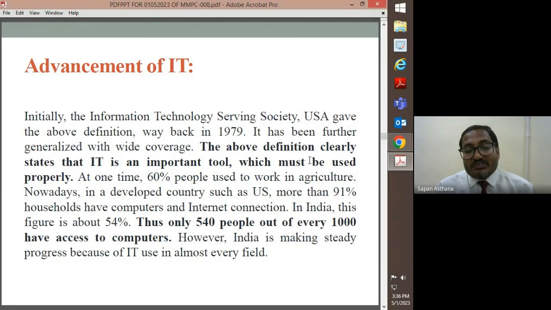At one time, 60% of people used to work in agriculture. Nowadays, in a developed country such as the US, more than 91% of households have computers and internet connection. In India, this figure is about 54%. Thus, only 540 people out of every 1,000 have access to a computer. However, India is making steady progress because of IT use in almost every field. Nowadays, internet penetration is increasing.